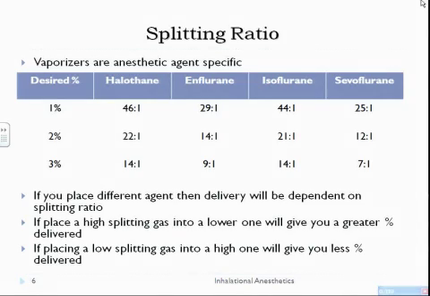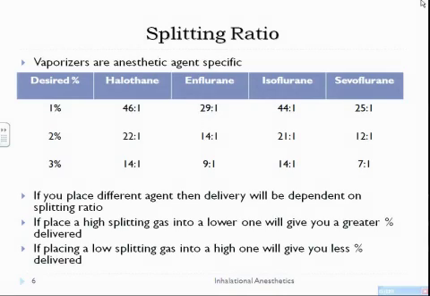If you place the different agents when they're delivered, they'll be dependent on that splitting ratio that the vaporizer is set for. If you put a high splitting gas into a lower one, you will give a greater percentage delivered, and that could be devastating. So if you were to put halothane and accidentally put it in an enflurane or a sevoflurane vaporizer, you would deliver a significantly higher percentage than you're dialed for.